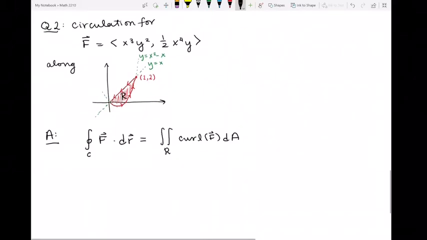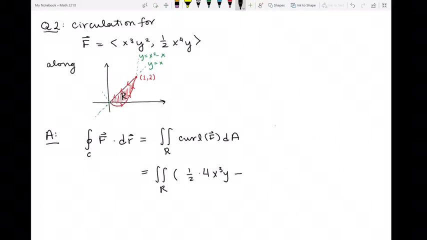All right, now let's go ahead and calculate the curl. That is going to be the derivative of the second component with respect to x, so that will be 4x cubed y, minus the derivative of the first component with respect to y, so that will be 2yx cubed, and that, I guess we leave it as dA.